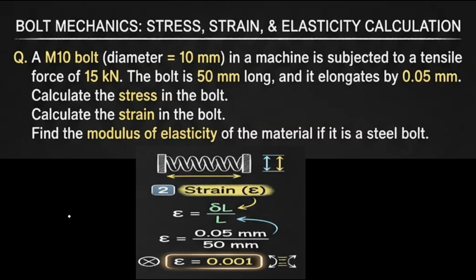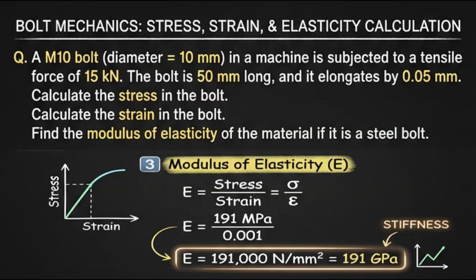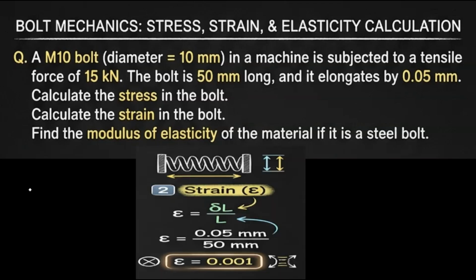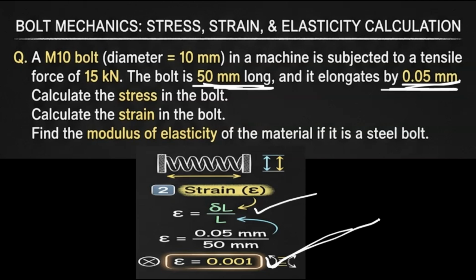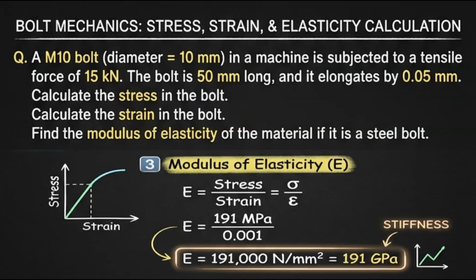Step 3: Strain in the bolt. Next, we calculate the strain. Strain is the ratio of change in length to original length, and it has no unit. Here, the change in length is 0.05 millimeters, and the original length is 50 millimeters. So strain equals 0.05 divided by 50, which gives a value of 0.001.